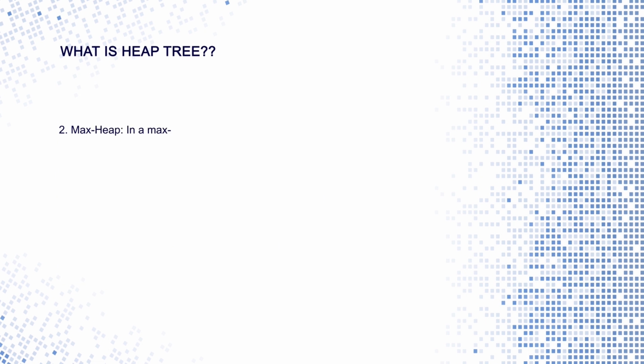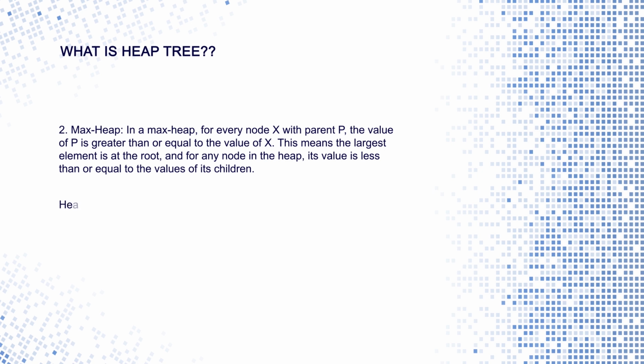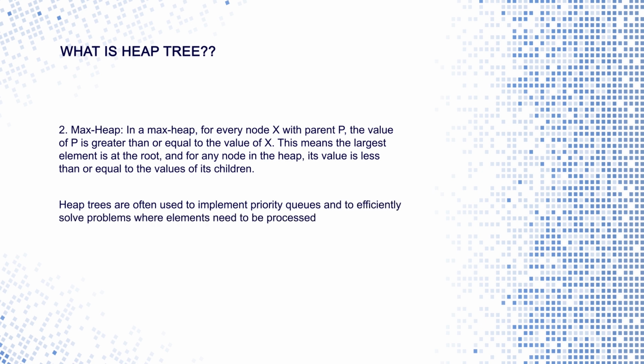Now, we can see what is max heap. In max heap, for every node x with parent p, the value of p is greater than or equal to the value of x. This means that the largest element is at the root, and for any node in the heap, its value is less than or equal to the value of its parent. Heap trees are often used to implement priority queues and to efficiently solve problems where the elements need to be processed in order of their priority or value.